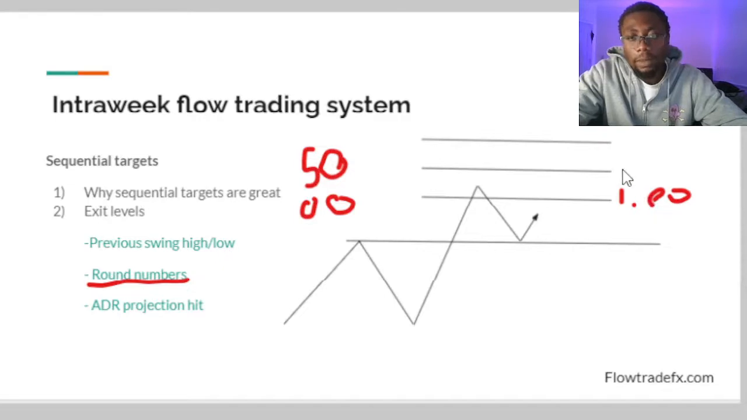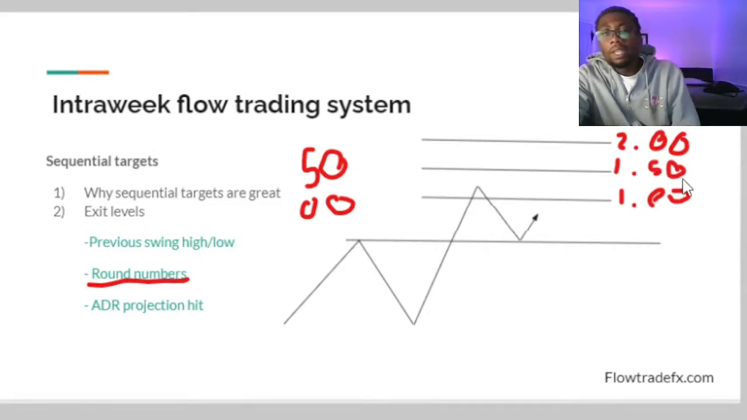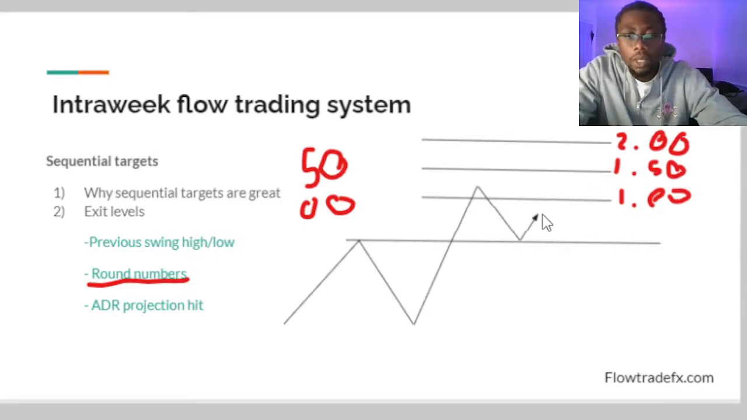You might see that level, and you might see a 1.50, and then of course you have a 2.0, which is going to be a level. These are going to be round numbers where price typically reacts.